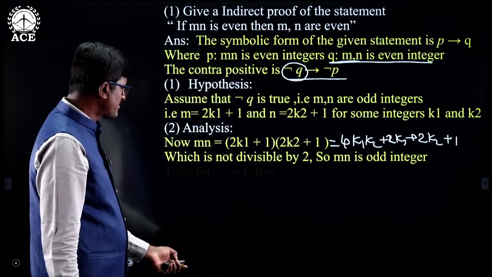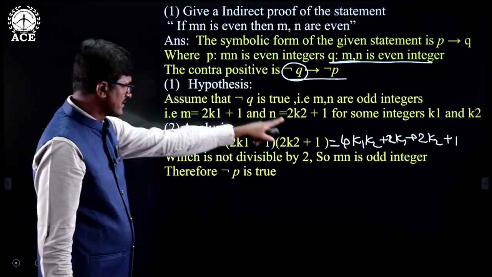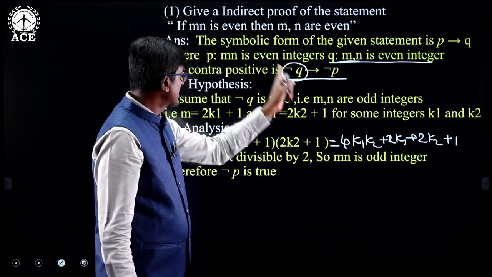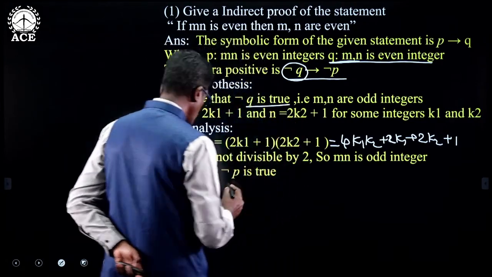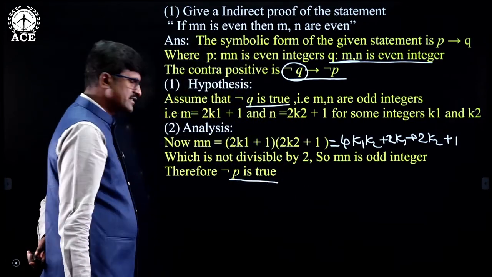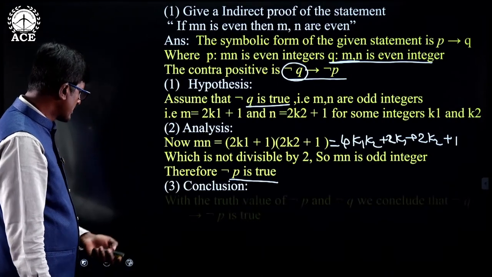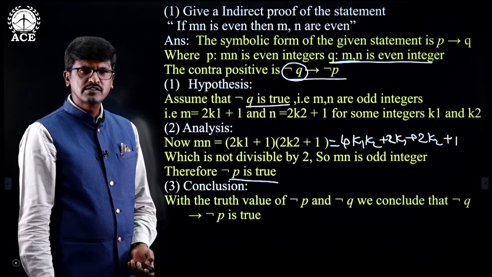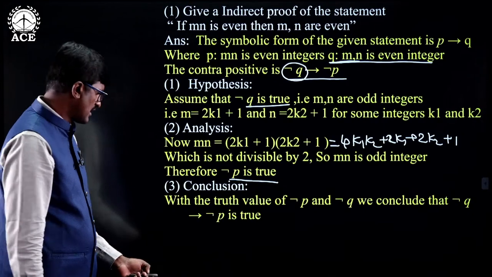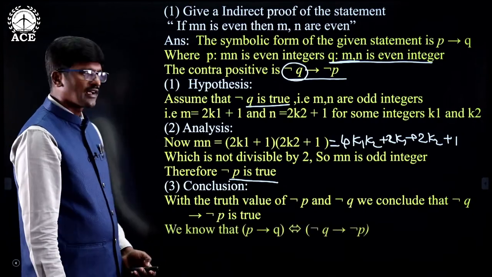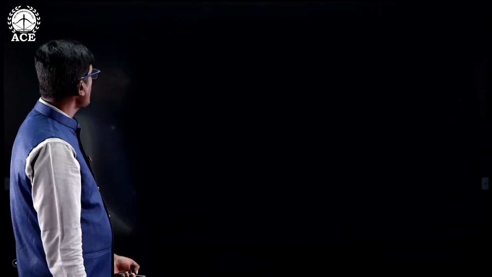Mn is an odd integer means negation P is true. So P is mn is an even integer, so mn is an odd integer means negation of P. So we assumed negation Q is true, then we proved negation P is true. With the help of this, we will be concluding that the contrapositive is true. As the contrapositive is logically equivalent to the conditional, we also conclude that the conditional statement is true. So this is the indirect proof.